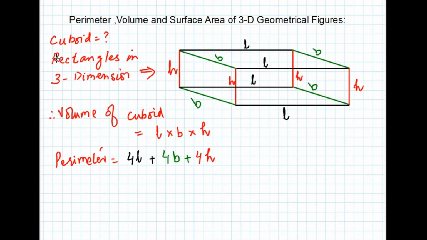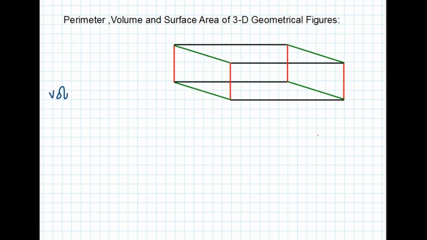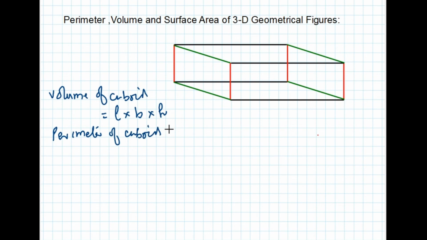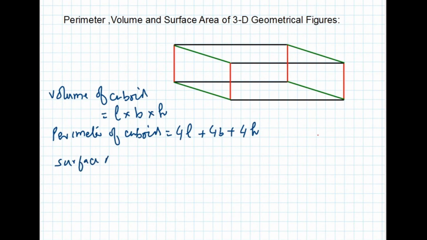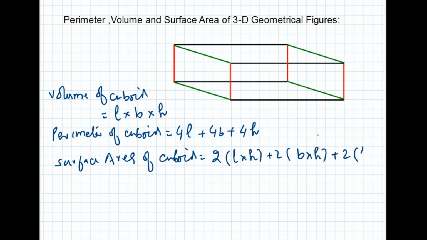Therefore, to sum up the formula for cuboid, looking back at the previous slide, volume of cuboid is equal to L into B into H. Looking back at the previous slide again, perimeter of cuboid is equal to 4L plus 4B plus 4H. Now again looking back at the previous slide, we have surface area is equal to 2 bracket L into H plus 2 bracket B into H plus 2 bracket L into B.